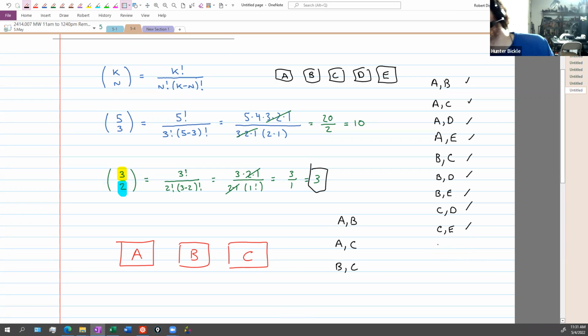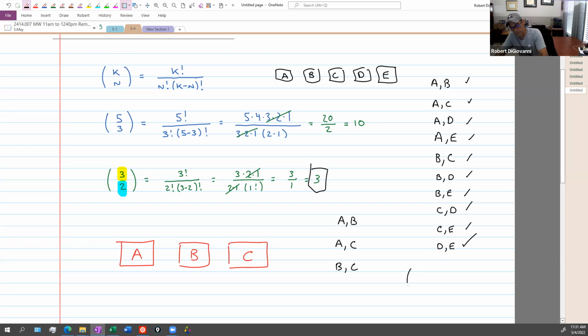C and E. How about D and E, right? That was the only one. Is there any others? Am I missing any others? I don't see any others that I'm missing. D, I think I've got them all. So let's see, there are 10 things here, right? 1, 2, 3, 4, 5, 6, 7, 8, 9, 10.